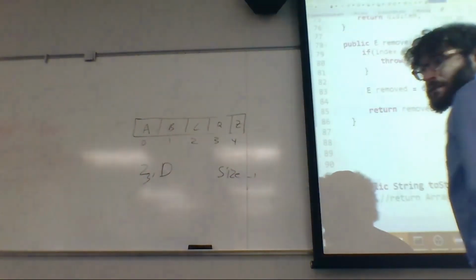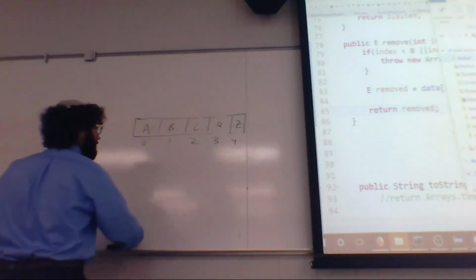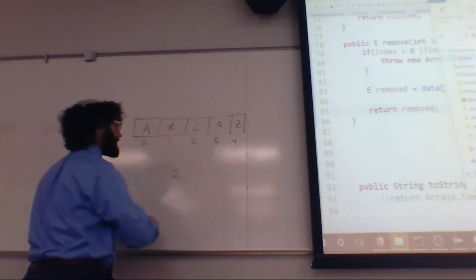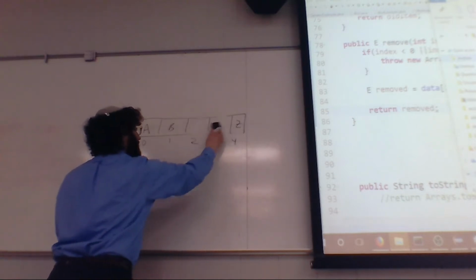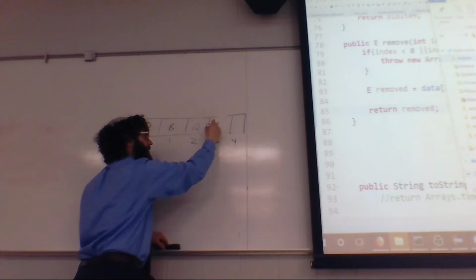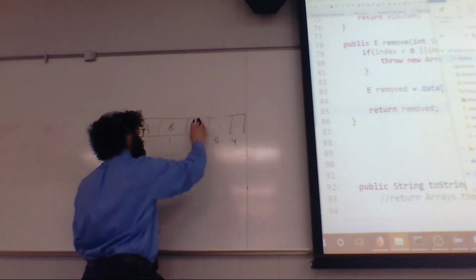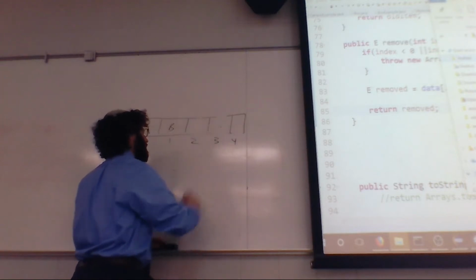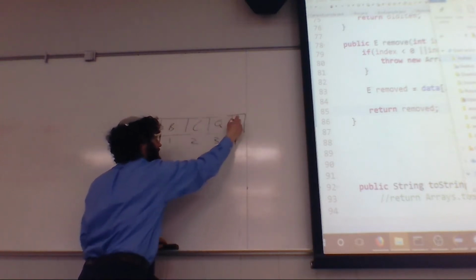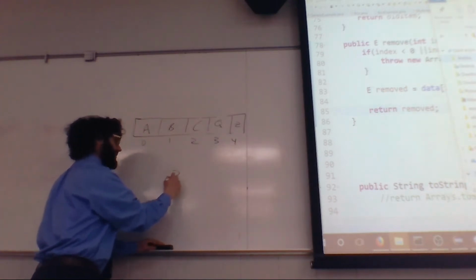The idea here is, if I want to remove what's at index 2, the end result is that if I'm removing C, then Q and Z have to snap back into place so that there's no gaps. All right. So the size of this thing is current. So C, Q, Z. So let's go through this. I want to remove what's at index 2.